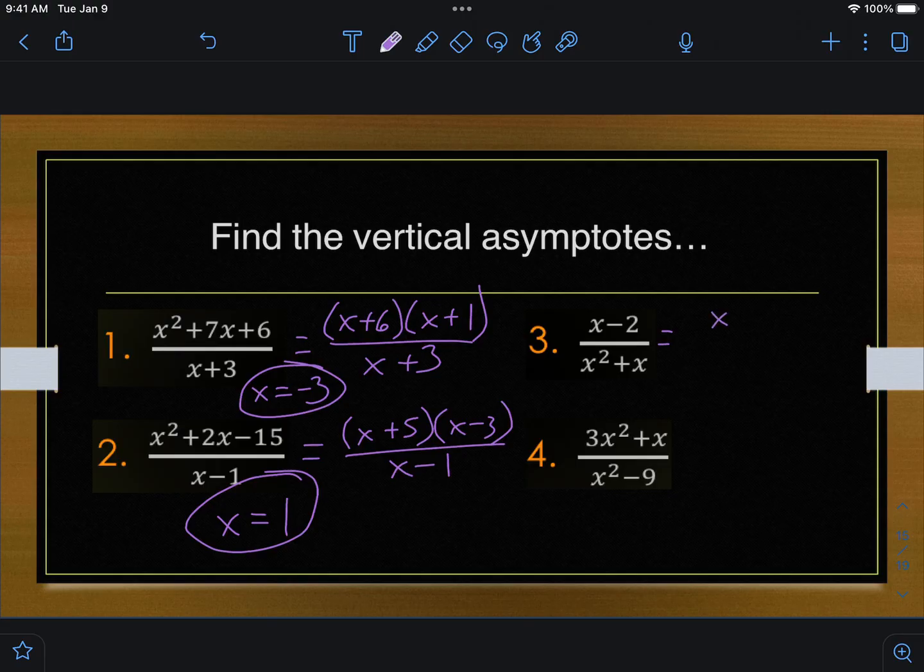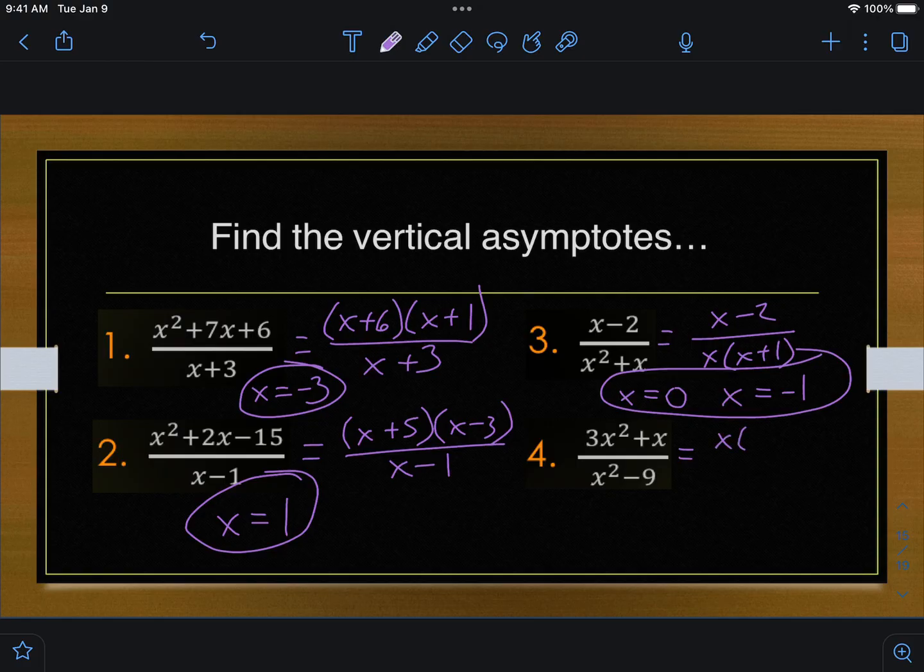All right, this one is x minus 2 over x times x plus 1. So now we have 2 of them. The x is going to give us x equals 0. And then the x plus 1 is going to give us x equals negative 1. So 2 vertical asymptotes. And then our last one is going to have 2 as well. This is going to be x times 3x plus 1 on top, and then x plus 3 times x minus 3 for our difference of squares on the bottom. That means we're going to have 2 vertical asymptotes, one at x equals negative 3 and one at x equals positive 3.